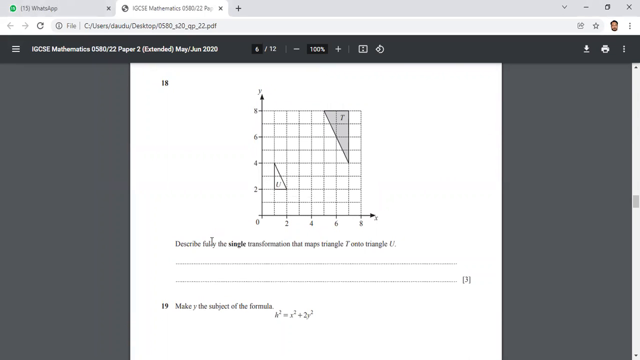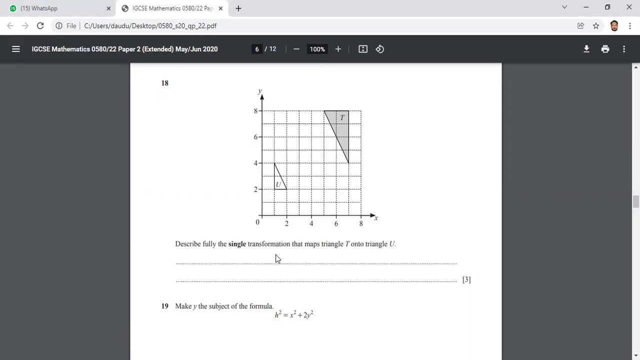Next is: describe fully the single transformation that maps triangle T onto triangle U. Fine. So it means T is your original object and U is the image. And when the image is smaller than the object, it means your scale factor is between 0 and 1. Anyway, the other thing is that both shapes are on opposite sides. So it means you have the negative scale factor. But the way to find the scale factor is the same.